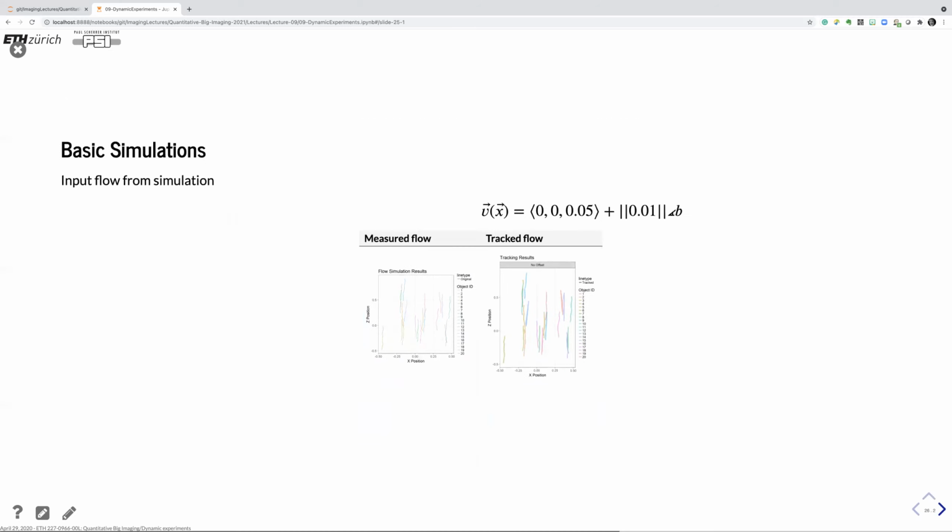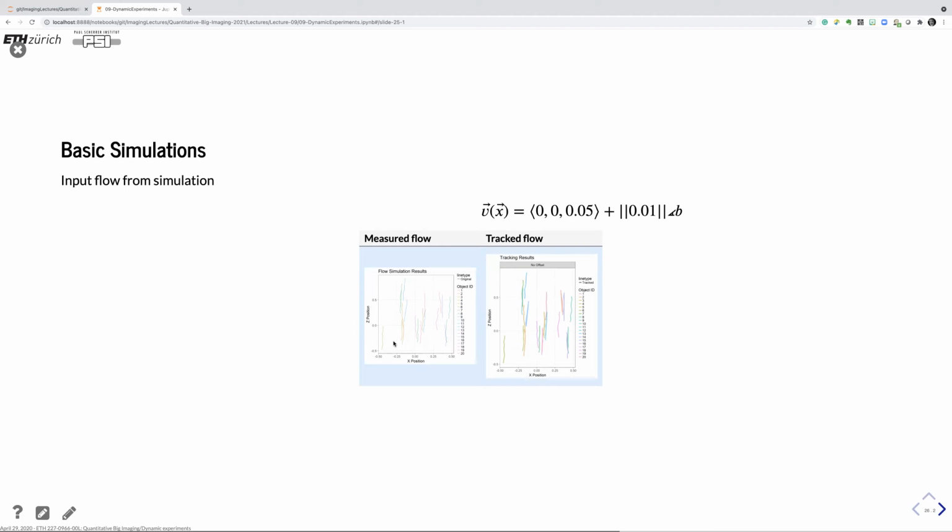So here we can start doing some kind of simulation and see what we can actually capture with our tracking. Here is an example of a flow simulation, and we produce some different flow tracks here of different objects. And afterwards, we want to track these.